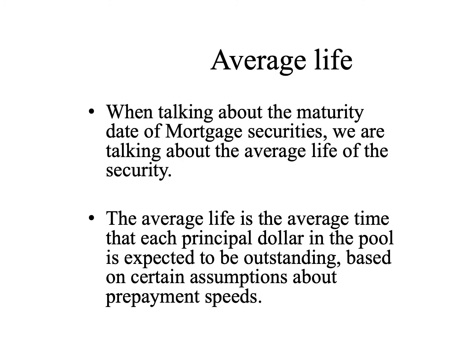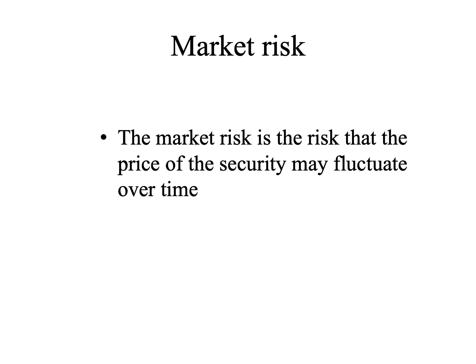Average life: when talking about the maturity date of mortgage securities, we're talking about the average life of the security. The average life, unlike a bond, which is fairly certain, is the average time that each principal dollar in the pool is expected to be outstanding, based upon certain assumptions about prepayment speeds. The market risk is the risk that the price of the security may fluctuate over time.